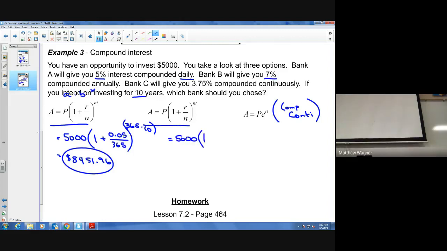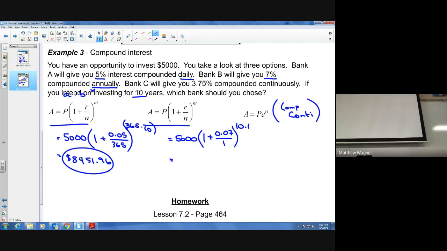All right, the next situation, we have $5,000. Bank B is going to give us 7% compounded annually. So those cheapskates, they're only going to calculate our interest once a year, over a 10-year period. So 10 times 1, they're only going to calculate our interest 10 times. This doesn't sound like a spectacular or stellar deal. But the nice thing with this bank is they do have a higher interest rate.